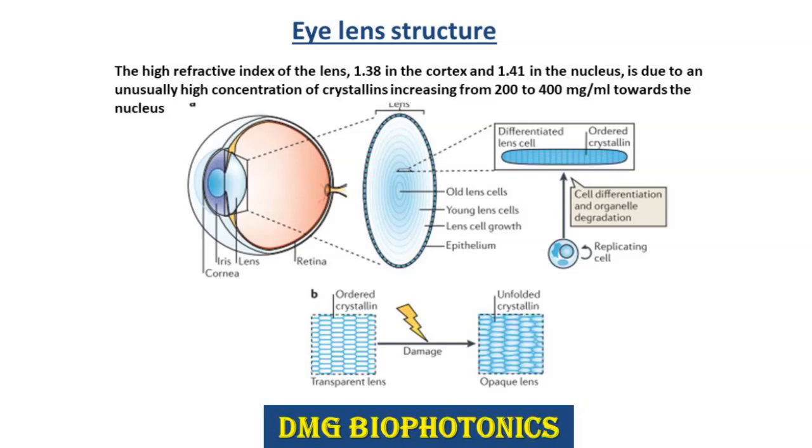The high refractive index of the lens, 1.38 in the cortex and 1.41 in the nucleus, is due to a very high concentration of protein increasing from 200 to 400 milligrams per milliliter towards the nucleus. Despite the high concentration, proteins remain soluble, providing high homogeneity to the refractive index. However, modification of the protein may lead to precipitation, resulting in an increase in light scattering.